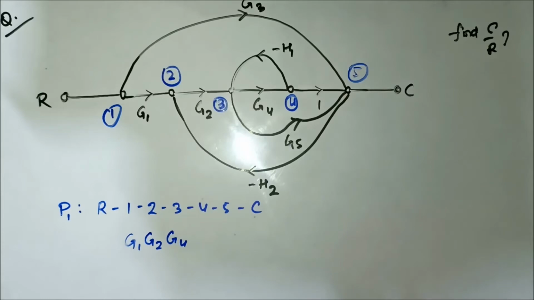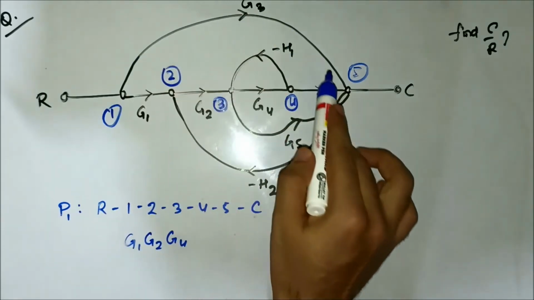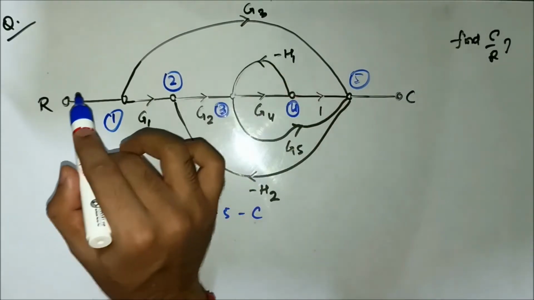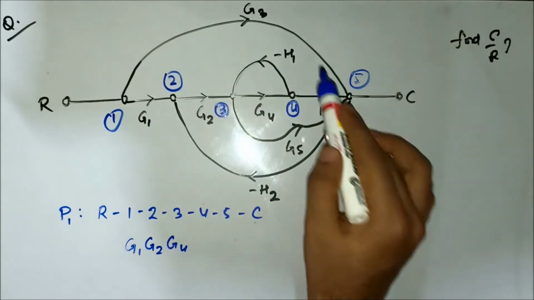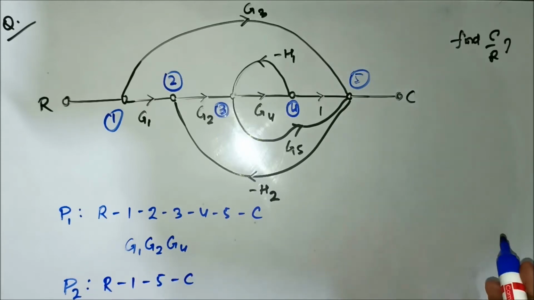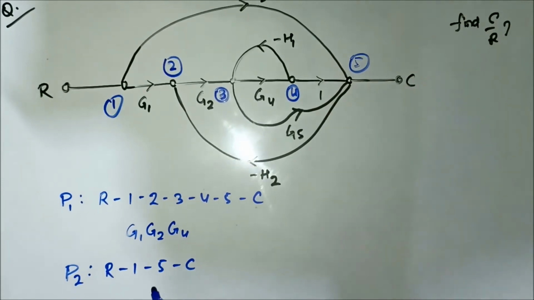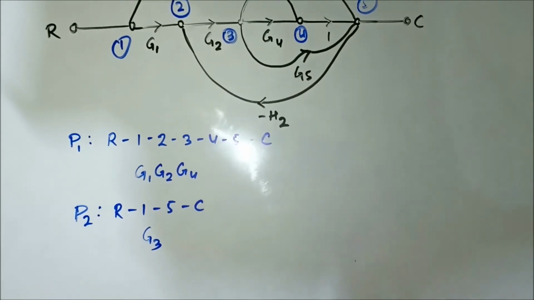The second forward path which we can see is this: R1 then directly to 5, then C. Always pay attention to the direction of the arrowheads, it is pointing in the forward direction. R1 then directly to 5, then C. So that is path 2: R1, 5, C. And the gain is simply G3, because here it is 1. Nothing is given means the gain is 1. So it is G3.